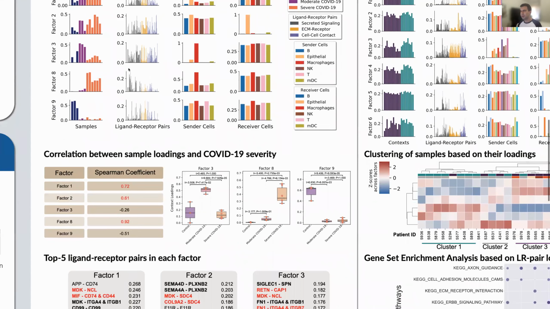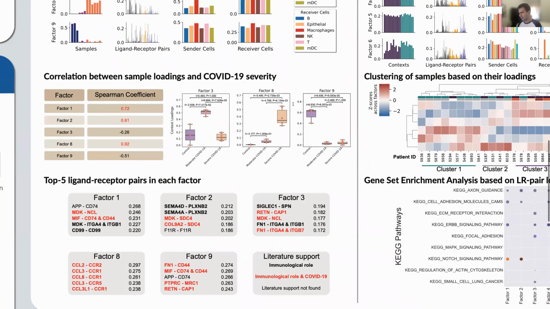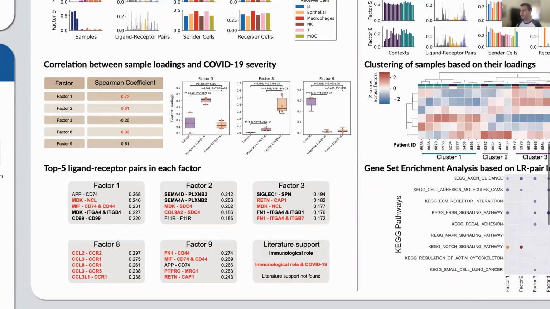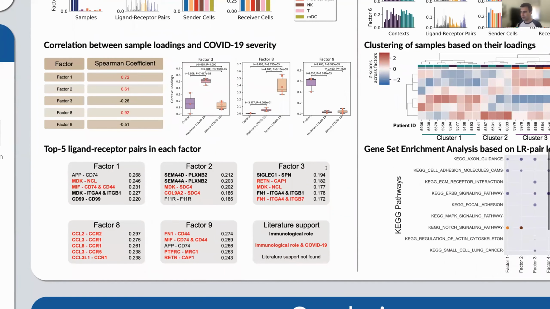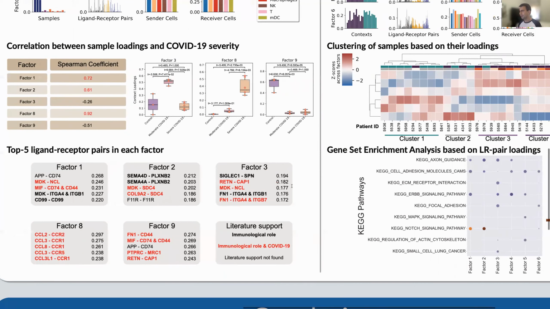The main difference between factors 3 and 8 is at the macrophage level, and it is statistically significant. And when we look into the molecules, the factor associated with severe cases seems to involve pro-inflammatory macrophages, while the one associated with moderate cases involves anti-inflammatory macrophages.